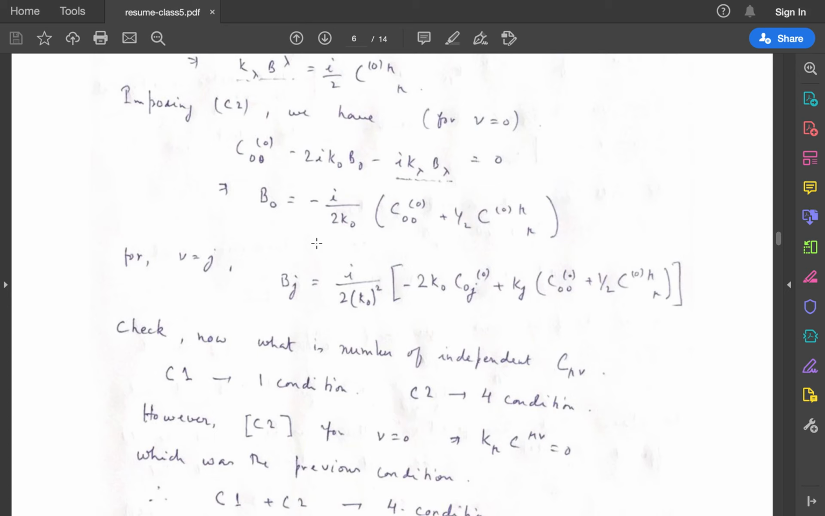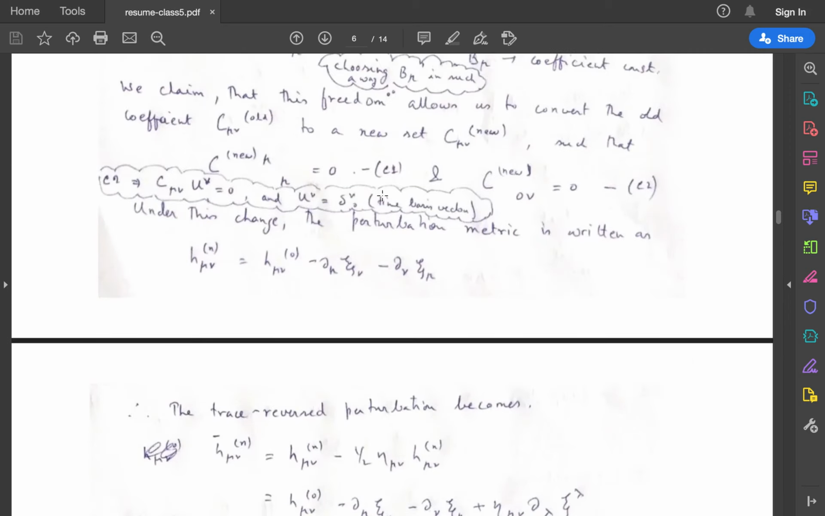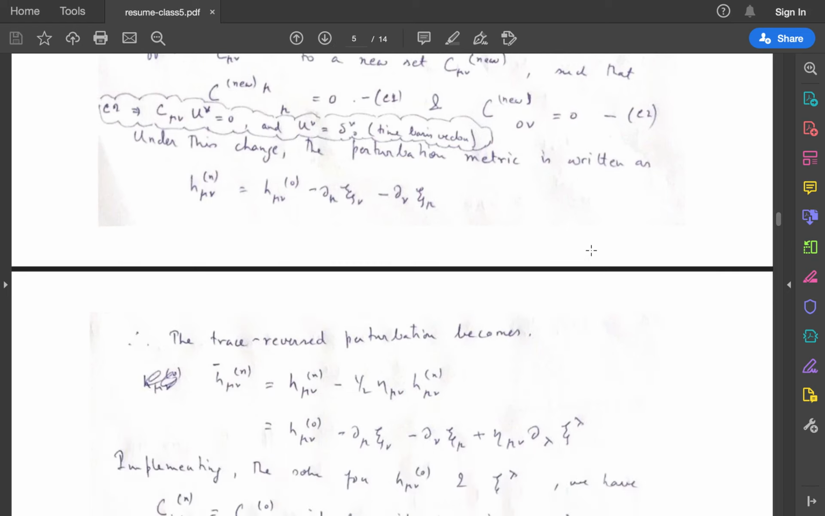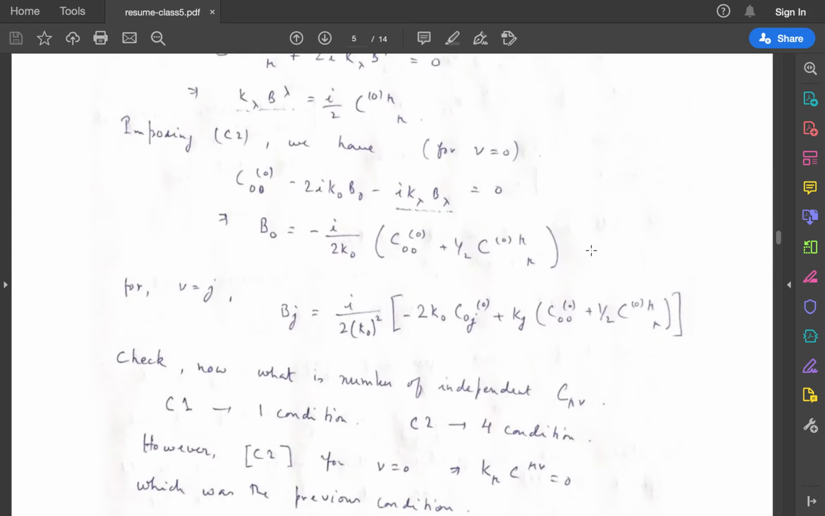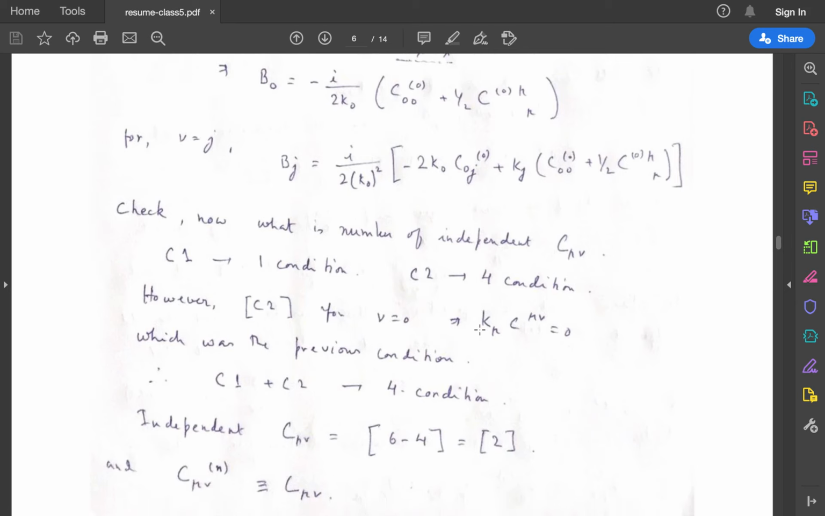So b's are the chosen form of this we choose. I say that I have chosen in this way so that these conditions are fulfilled, and the way this condition is fulfilled is if I choose b0 of this form, then this can be fulfilled. So this is how the gauge freedom and this coordinate freedom are used to eliminate different c mu nu.